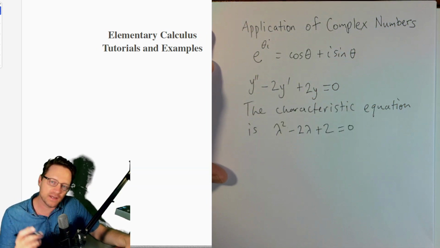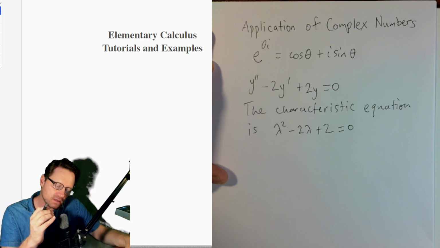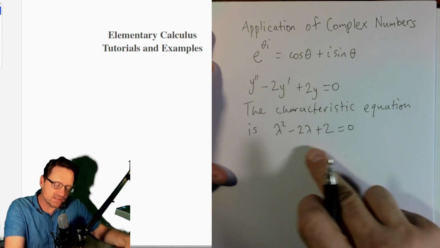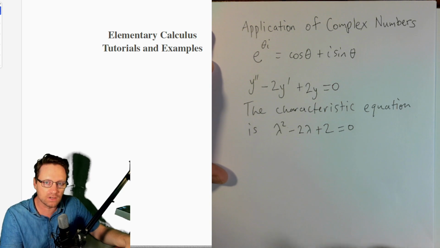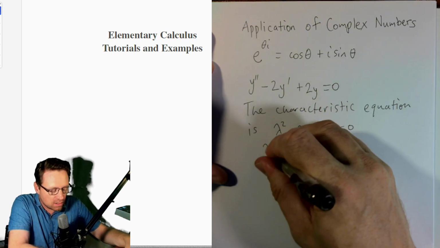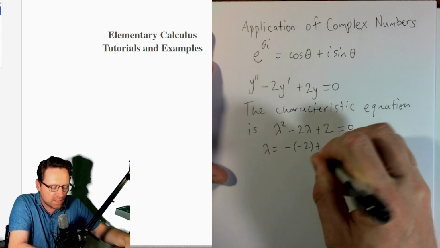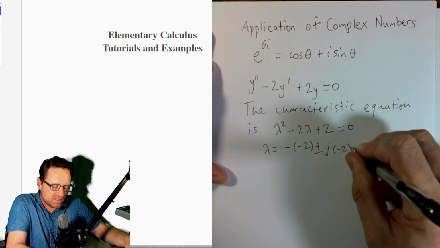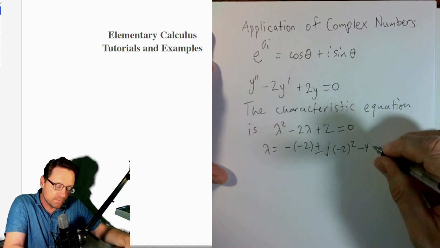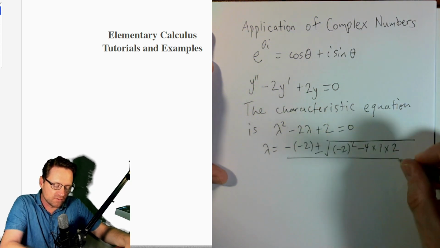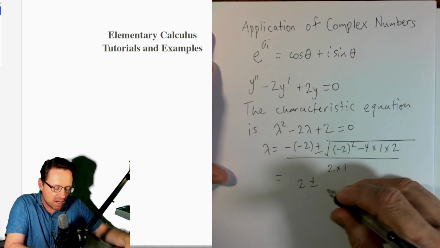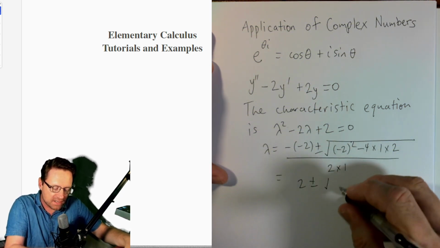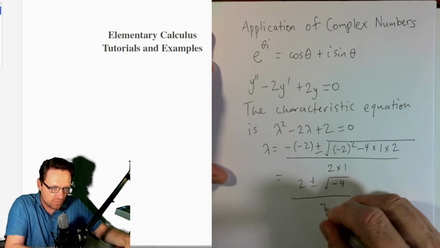So solving this requires using the quadratic formula because it's not so clear to see how you might factorize this. Of course you can do it, but it's not so clear to see it. So lambda equals negative b plus or minus the square root of b squared minus 4 times a times c all over 2a. Okay, and so let's simplify this. We have 2 plus or minus the square root of 4 minus 8 is minus 4, over 2.